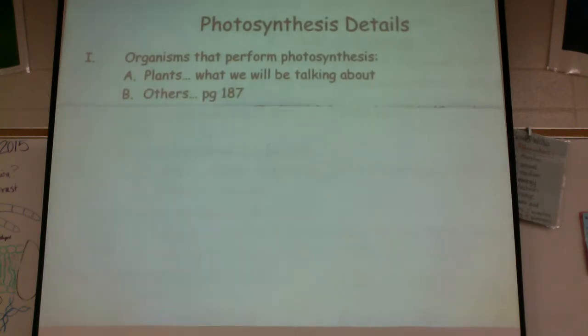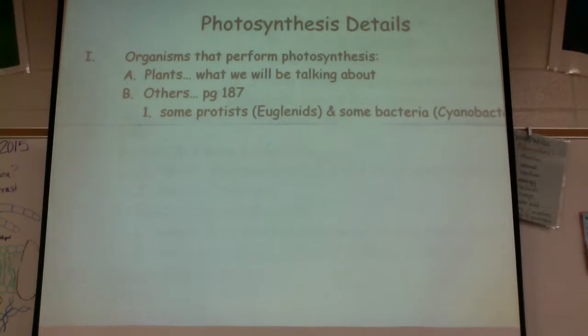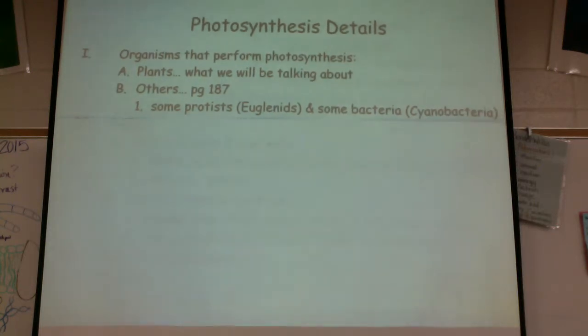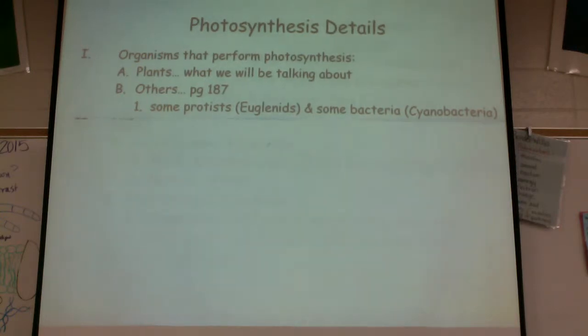But others, of course, do that, including some protists like euglenids, or Euglena is an example of that, right? And some bacteria like cyanobacteria, sometimes they call it blue-green algae, right? And stuff. It's not actually algae. It's actually like green pond scum is like cyanobacteria.